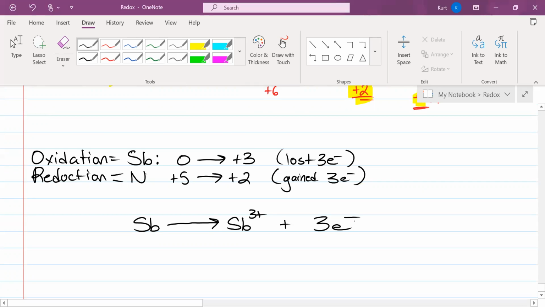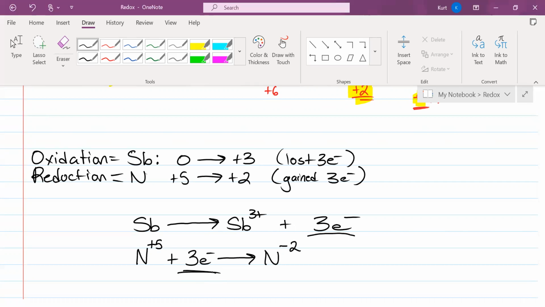So here we go. There's the oxidation half reaction. I want you to notice that the electrons are products. And there is the reduction half reaction, where the electrons are the reactants. There's no balancing needed because the number of electrons in both half reactions is 3, so it is already balanced. That one you lucked out on.